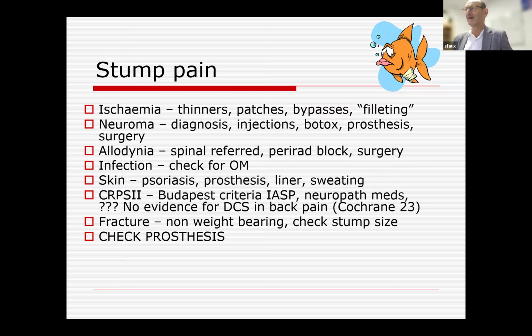Is it psoriatic? Is there evidence of a poorly fitting prosthesis? Complex regional pain syndrome has a number of criteria, including pain and pseudomotor changes, and there is no evidence for any treatment of that condition, particularly not with dorsal column stimulators. And of course, you need to exclude a fracture. It's because it's non-weight bearing most of the time, the bones are generally osteoporotic, and you need to check the stump size for edema, and of course check the prosthesis.